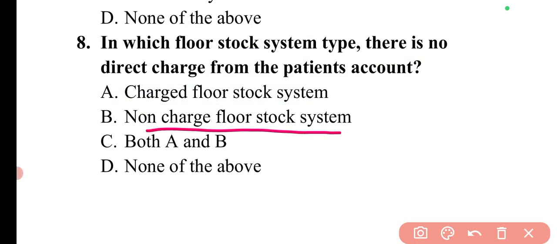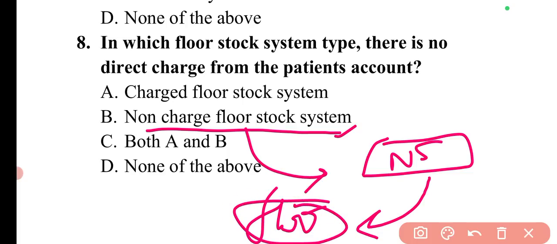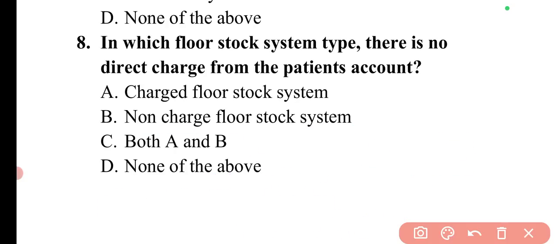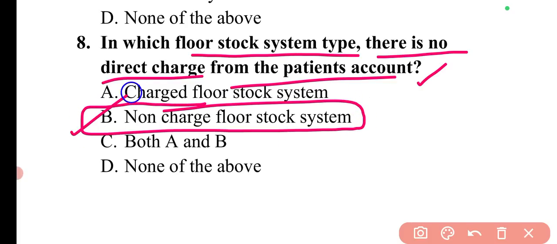Then in the non-charged floor stock system, what happens? This system includes the medicaments which are placed in the nursing station. They are given to the patients on the floor. These are used by the patients on the floor, and there is no direct charge from the patient's account. So the question is, in which floor stock system type is there no direct charge from the patient account? It is the non-charged floor stock system. So here option B will be the correct answer.